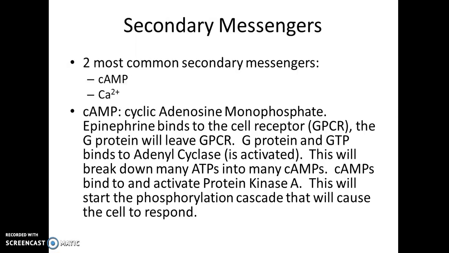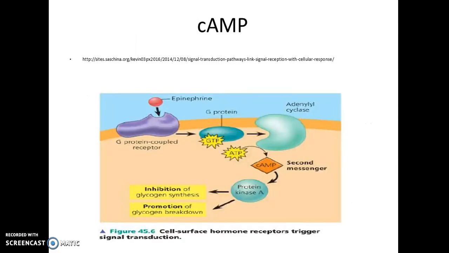So cAMP is the secondary messenger because it does not bind directly to the molecule. The G protein receptor binds to the molecule, which activates the G protein, which will activate adenyl cyclase, which will break down ATPs into cAMPs, which will then activate protein kinase A. Kind of crazy if you think about it. Here's cAMP. Might be good to get this down, because I'm sure you'll see it later. Hit pause.